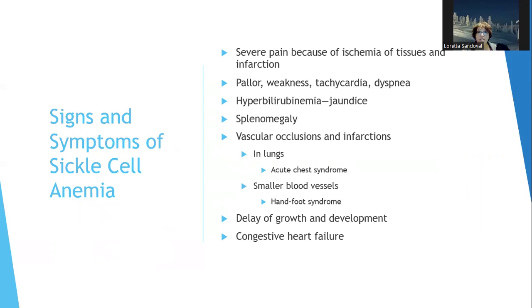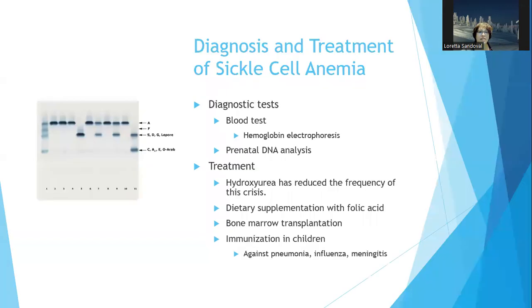So vascular occlusions and infarctions, because those little sickle cells get caught up in places in the lungs, that can cause acute chest syndrome in smaller blood vessels. It can cause what's called hand-foot syndrome. Delay of growth and development. That makes sense, right? Things aren't working right. And eventually everything leads to congestive heart failure. Not everything, but a lot of things lead to congestive heart failure. So it's not a good thing.